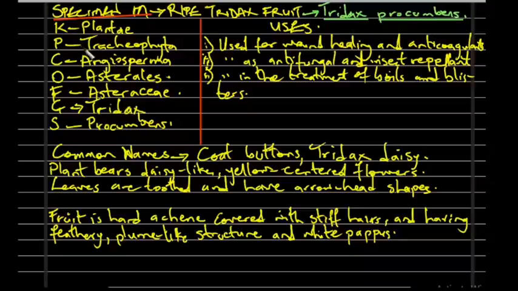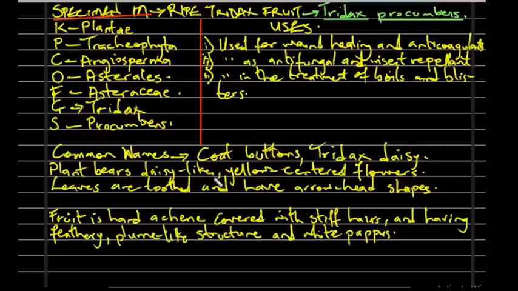So its classification: it is Plantae. It belongs to the phylum Tracheophyta. It belongs to the class Angiosperma as well, and then the order is Asterales, the family Asteraceae. The genus is Tridax, while the species is procumbens. We have so many species. Now it has its common names. If it is not called Tridax, it could also be called the coat button, or the Tridax daisy.